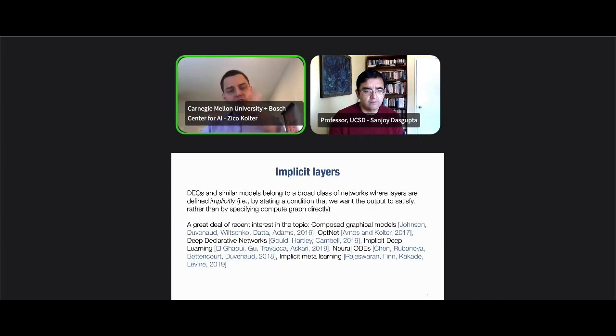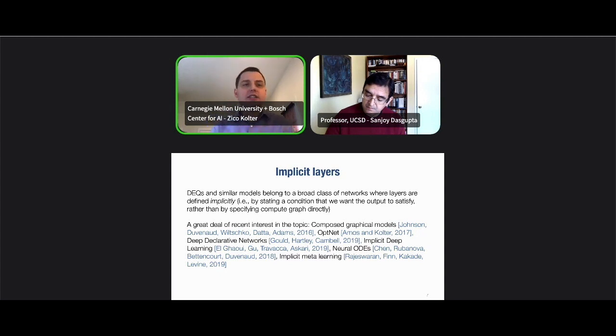While this notion of an equilibrium point is, of course, one instance of an implicit layer, there are many more applications of implicit layers that I want to highlight here. There's been some work by Matt Johnson and co-authors on composing graphical models with deep learning systems. There's been some work by a former student of mine, Brandon Amos, on embedding optimization inside of deep networks. This is the OptNet architecture. There's been work by Stephen Gould and co-authors in a very similar vein, some of it predating our work, defining these deep declarative networks that work by expressing the minimization problems you want to solve as opposed to what you actually want to do.